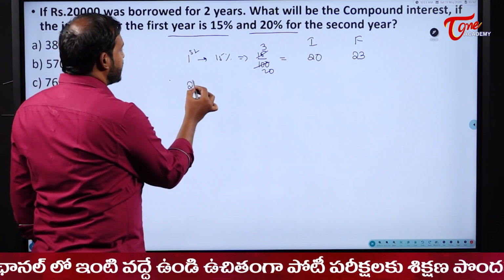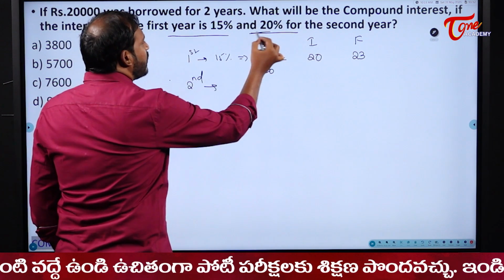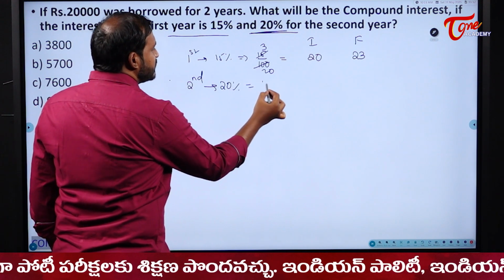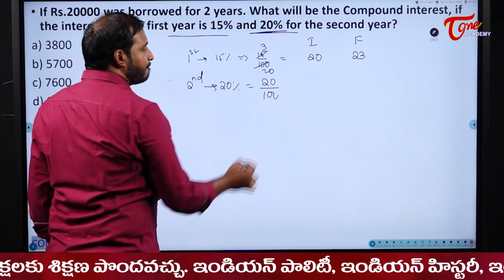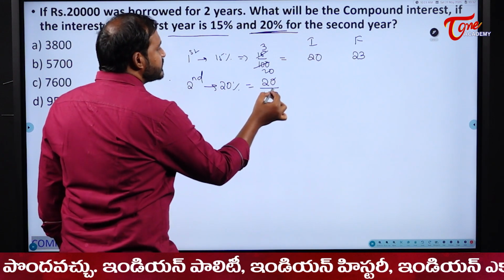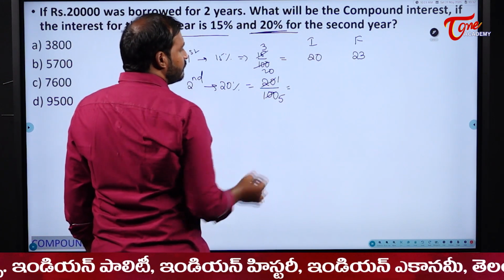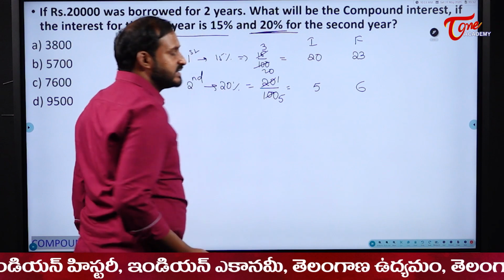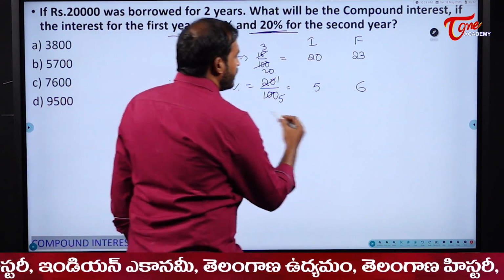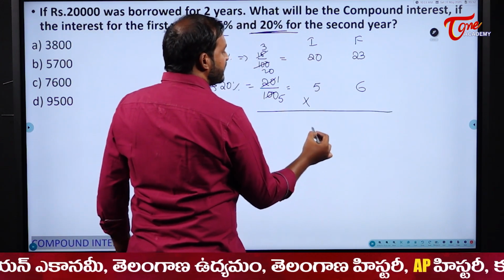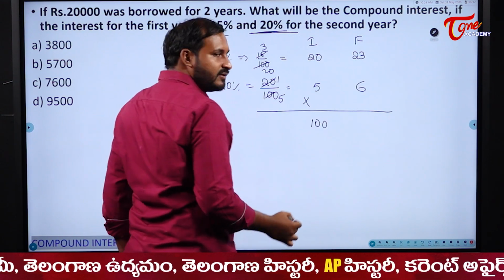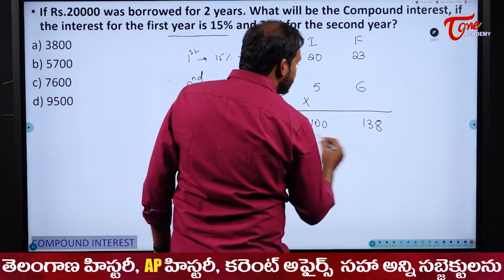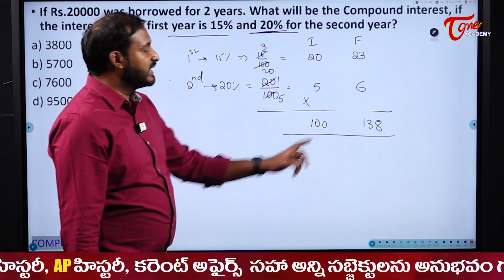Now when it comes to the second one, it was incremented by how much? 20%. So that is 20 by 100. What does it become? 1 by 5. That means initial is 5, final it will become 6. Now, multiply them. 5 twos are 10, so 20 times 5 is 100. 23 sixes are 120 plus 18. It becomes 138. That means this is 100 parts and that is 138 parts.